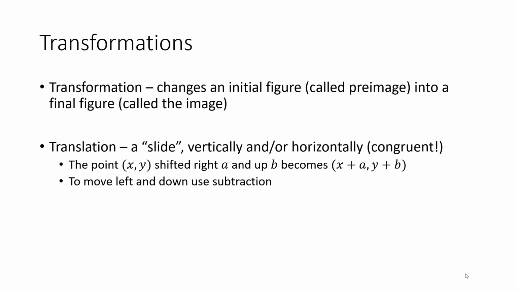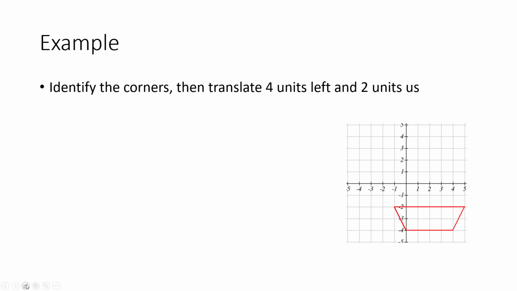The difference is the point (x, y) on the coordinate plane has gone to the right a and up b. In other words, the right a shows up by adding to the x-coordinate, and the up b shows up by adding to the y-coordinate. If we're moving left or down, we would use subtraction to go in the opposite direction. So for example, we've got this trapezoid here, and we're going to translate it 4 units left and 2 units up. That's a typo, up.